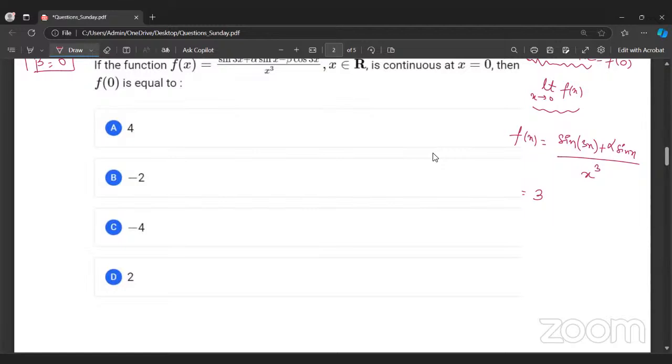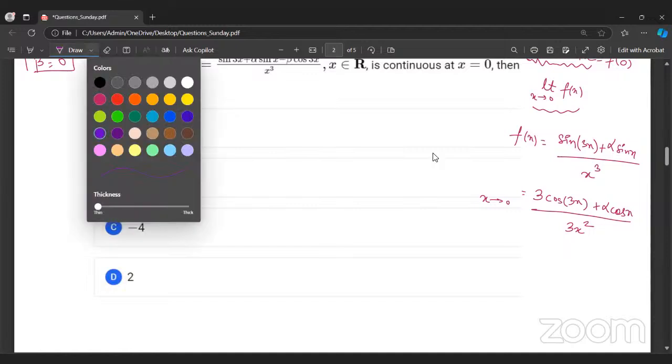Okay. So you've got sine of 3x, so it can be written as 3 cos 3x plus alpha cos x, whole divided by 3x square. So again, what is your denominator tending to, if x is tending to 0? 0, sir. Okay, so what should happen to your numerator? It should also go to 0, right?